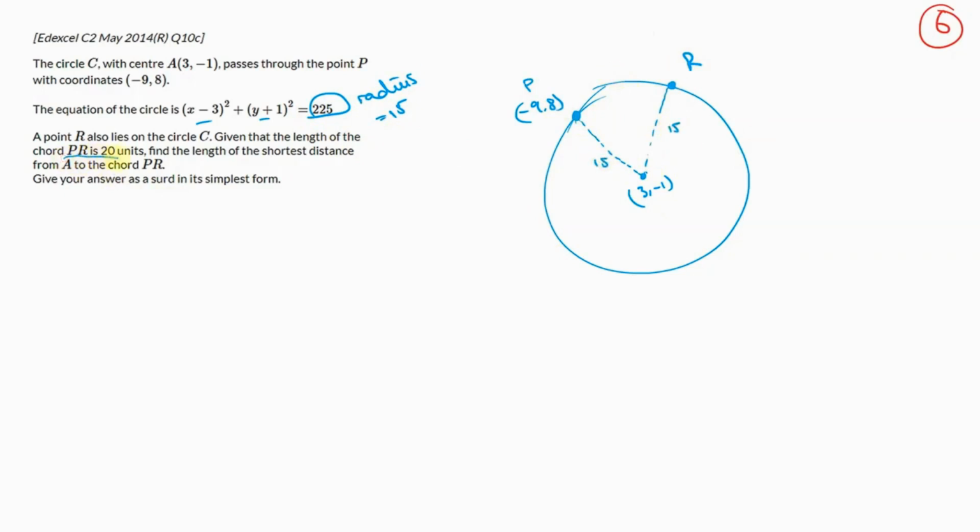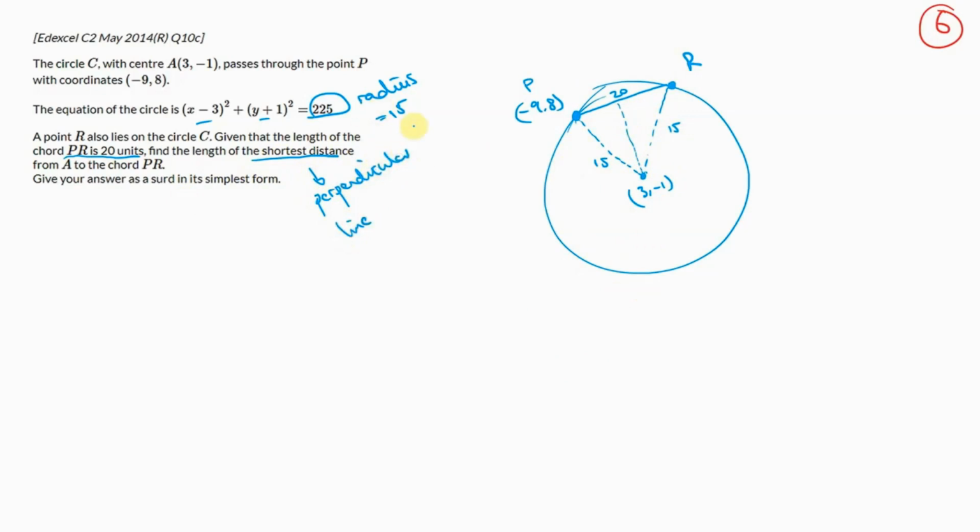We're also told that the chord from P to R is a length of 20. So we can see here I've got an isosceles triangle. And what we're wanting to find is the shortest distance from the centre to that chord. The shortest distance from that centre to a chord, shortest distance from anything to anything, is the perpendicular distance between them.